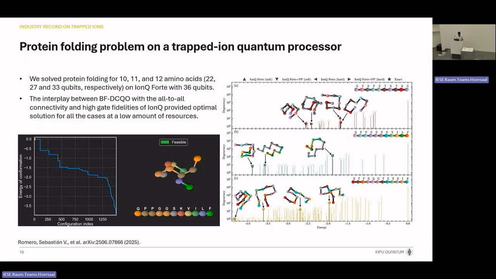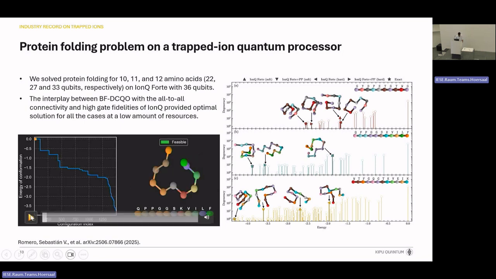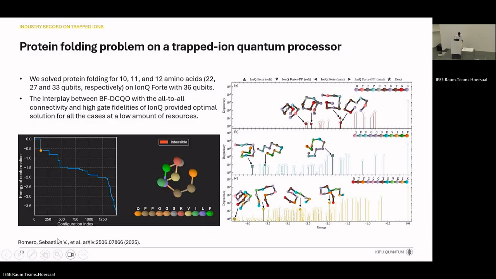This is the work that we did with IonQ, and we considered their 36-qubit hardware with 10, 11, and 12 amino acids, using up to 33 qubits. We were able to find the ground state, the optimal configuration, for all three cases that we studied with this bias-field DCQO approach. And this is just a small animation. You can find this work on arXiv now, and we continue collaborating with IonQ, and there will be more news regarding even larger proteins.